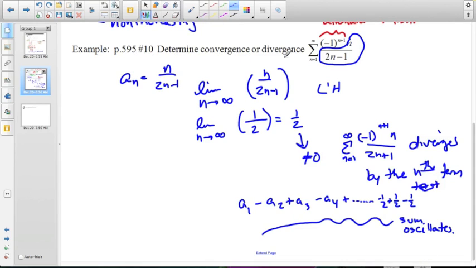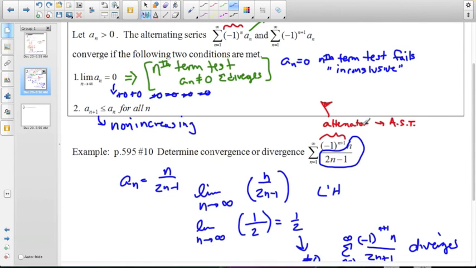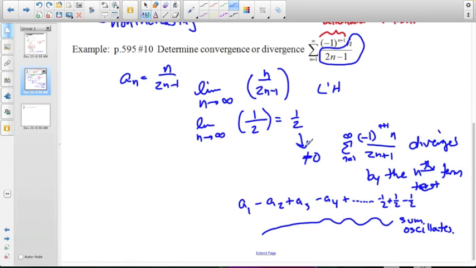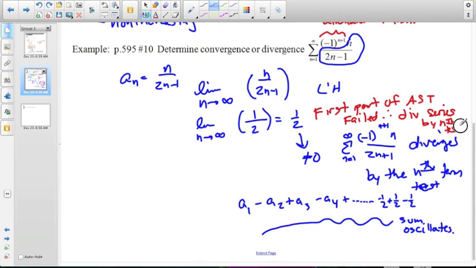So for this question here, we haven't used the alternating series test yet. We tried to use the alternating series test because we saw the alternator, but the first part of the alternating series test failed. So I'll just make that note here: first part of AST failed, and therefore we have a divergent series by the nth term test. Okay.